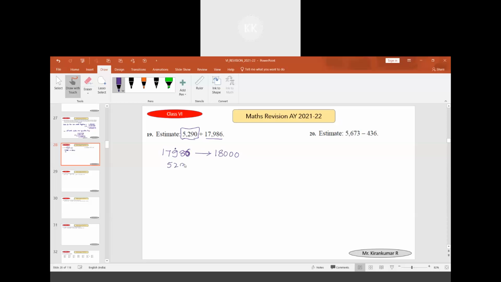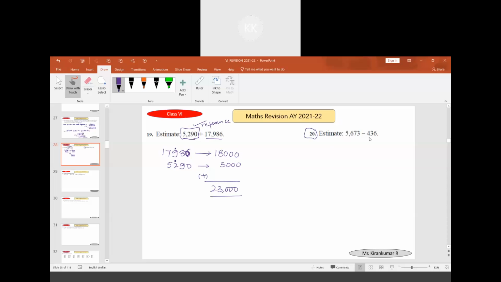5,290, we have to see the hundreds place. It is smaller than 5, so that will become 5,000. The sum answer is 23,000. Do you understand? The smallest number we have to see, and take this as a reference. Now let's see the 20th question.